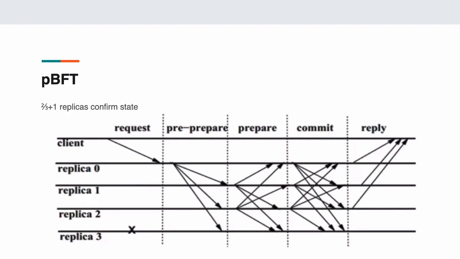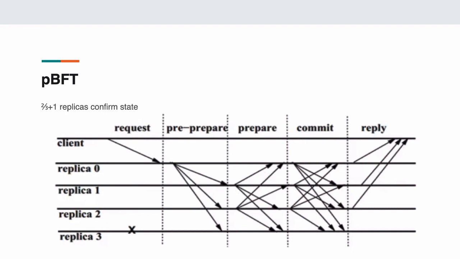Then on the client side, if the client receives 2f+1 messages from the replicas, it confirms that this message is good, and then nothing happens. If the number is less than 2f+1, it means something went wrong with the network. The data can be modified, or a hacker can take control of some nodes. So this is how PBFT works.